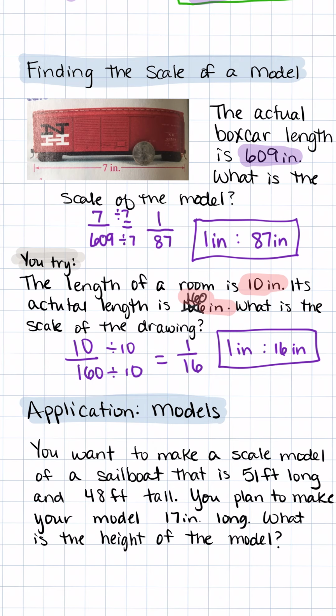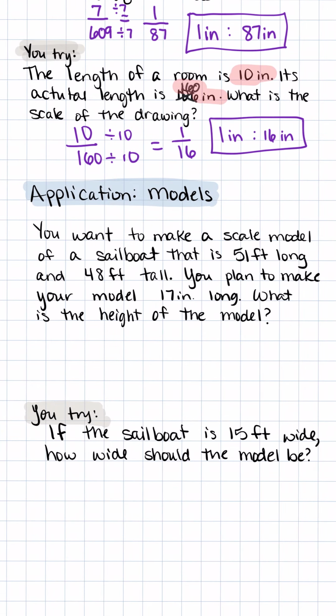Okay, so let's look at application. Models. You want to make a scale model of a sailboat that is 51 feet long and 48 feet tall. You plan to make your model 17 inches long. What is the height of the model? So the actual sailboat is 51 over 48. And you plan to make your model 17 inches long, so we need it to line up with the 51 so that the lengths are matching. So that's going to equal 17 over x.